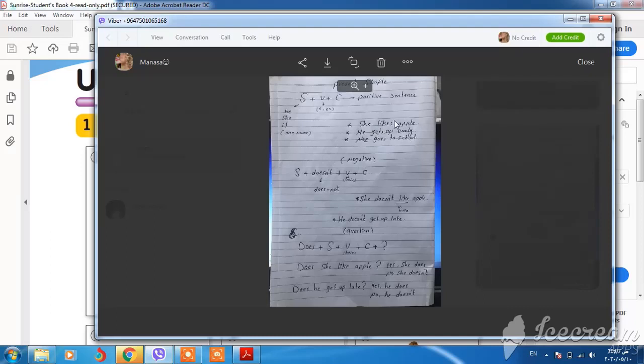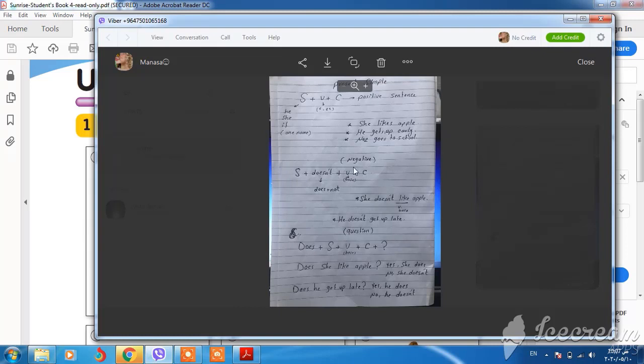Look at the verb. We put s to the verb, okay, because we have she, we have he, we have it, and we have one name. If we have he, she, it, and one name, we put s to the verb or es to the verb. Okay, she likes apple. For negative, we put doesn't between subject and verb base.